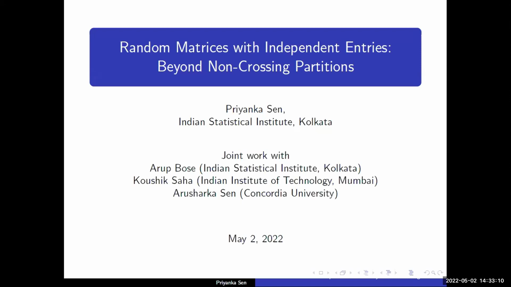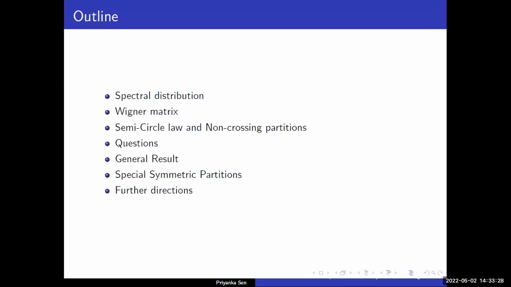Over to you, Priyanka. Good afternoon, everyone. As the title of my talk goes, I'll be talking about random matrices with independent entries and beyond non-crossing partitions. This is joint work with Professor Anugu, Kaushik Saha, and Usharko Sen. Today I'll be talking about spectral distribution, Wigner matrices, the semicircle law, and how non-crossing partitions play an important role. We'll ask some questions, try to answer them, and we'll see something called special symmetric partitions and what we can do about them in future.